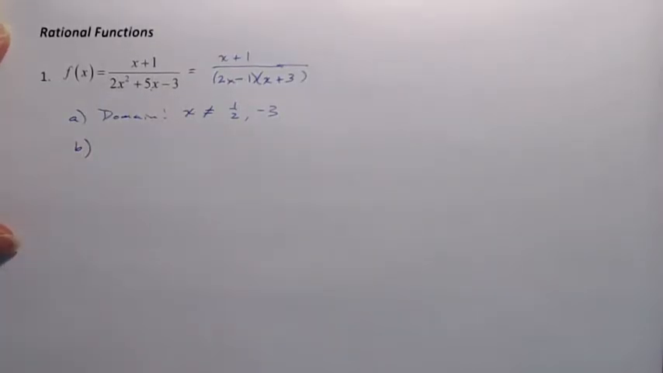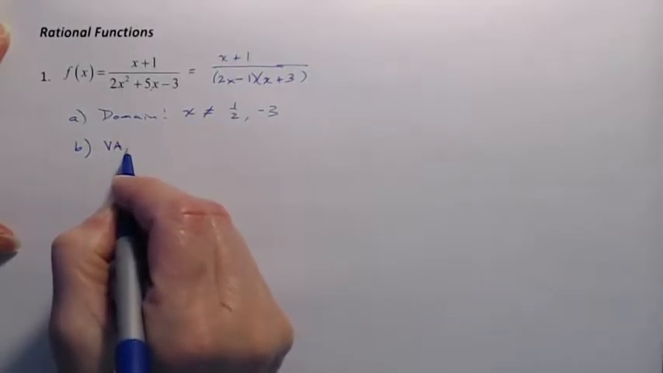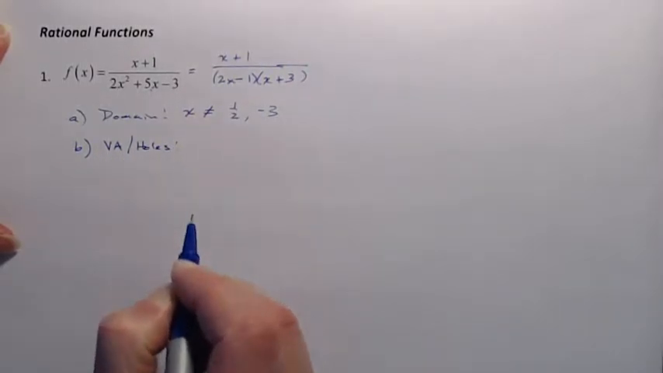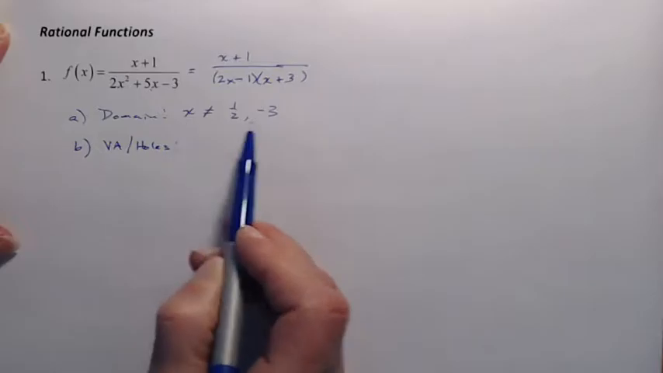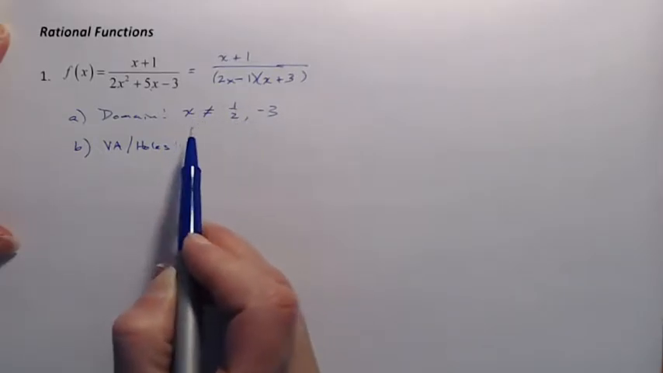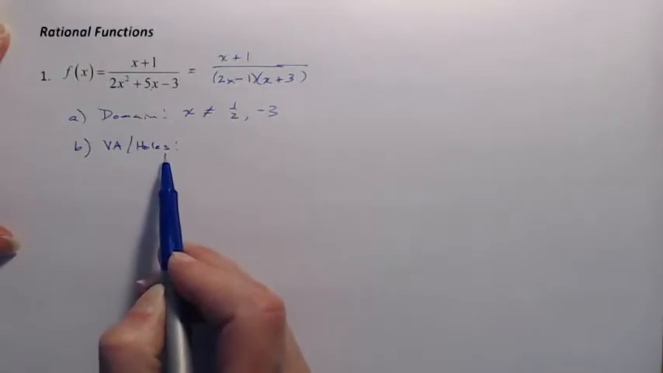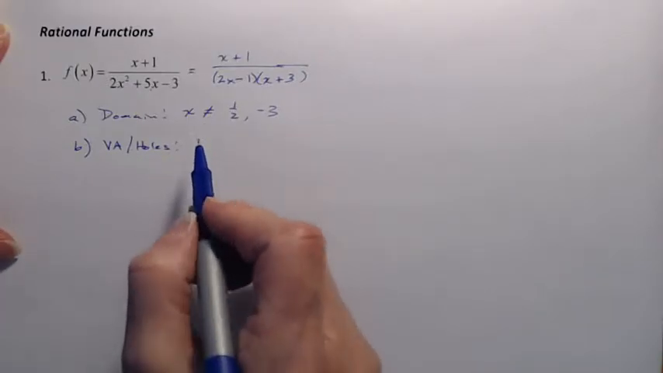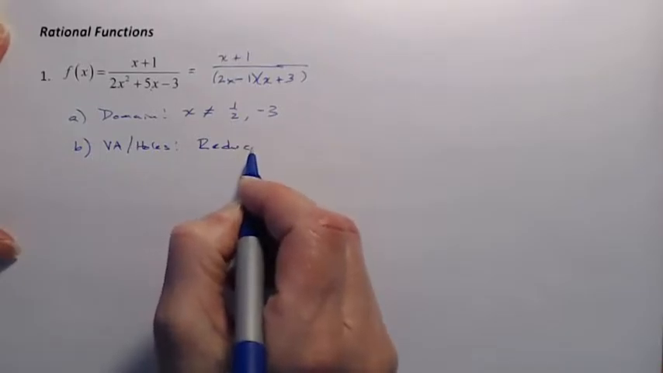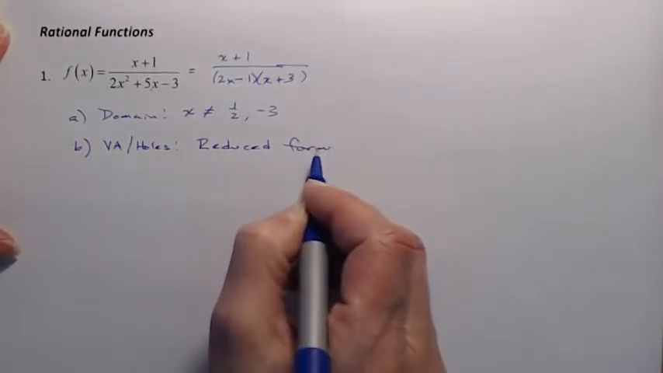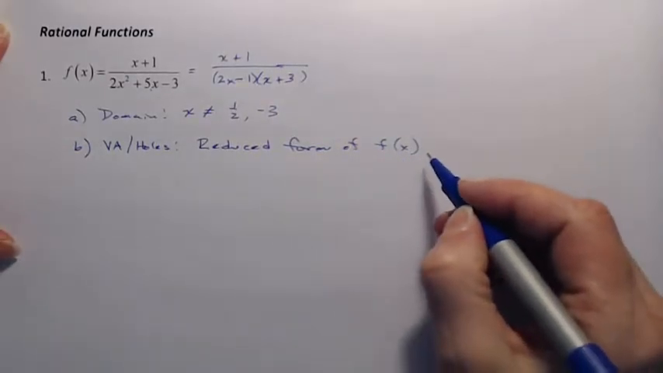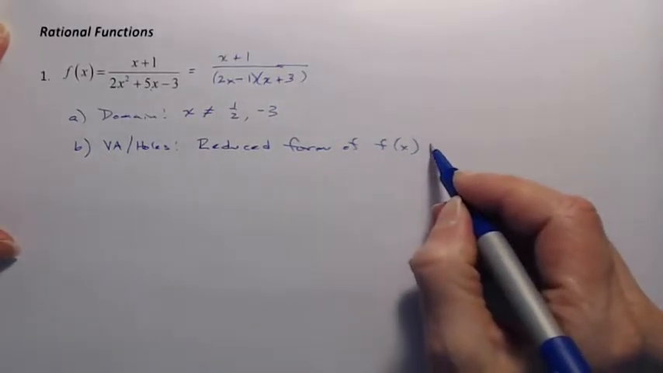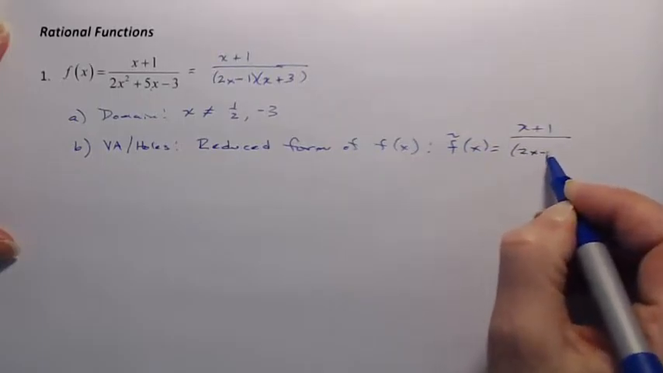Part B, we're looking for any vertical asymptotes or holes. And what you want to remember for rational functions is that vertical asymptotes or holes would only occur at values not in the domain. So we've finished A. These are the 2 places we check for vertical asymptotes or holes. And again, keep in mind we need the reduced form of our function. Now usually when I do a reduced form, I might call it f tilde of x. In our case, it does not reduce, so our original one is in reduced form.